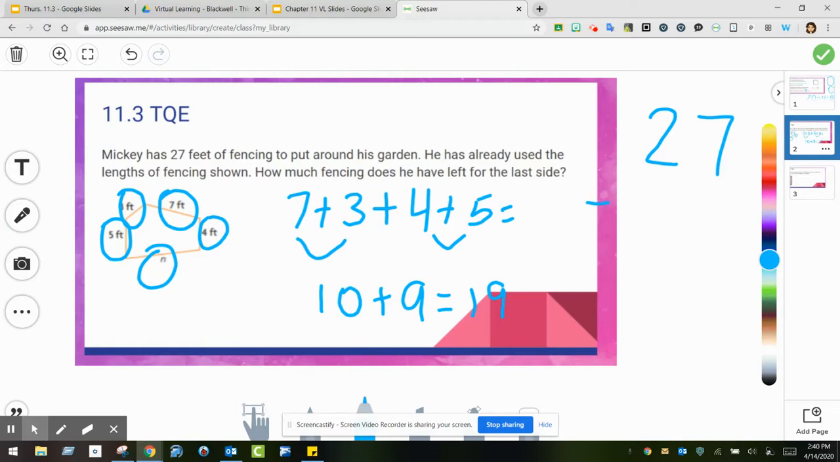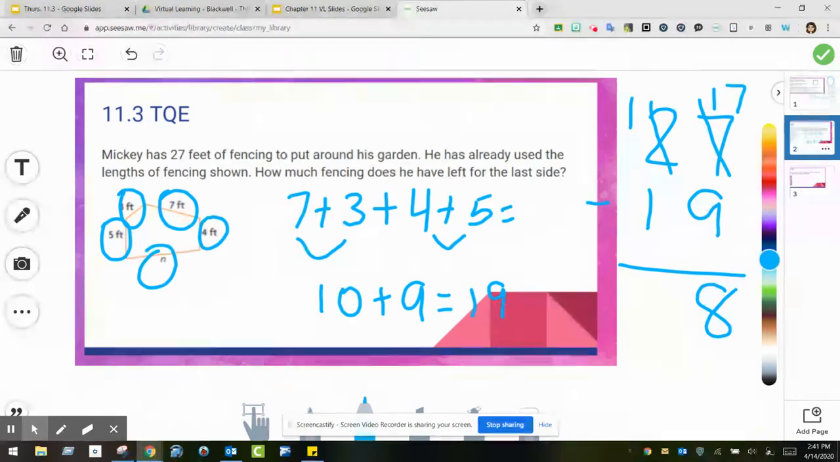If you said subtract, you're right. I'm going to go ahead and subtract my fencing that I have from the fencing that I need to figure out what that missing side is. I can't take away 9 ones from 7 ones, so I'm going to go ahead and regroup. Leave my 10 there. 17 minus 9 equals 8. 10 minus 10 is 0, so I know that this side equals 8 feet.